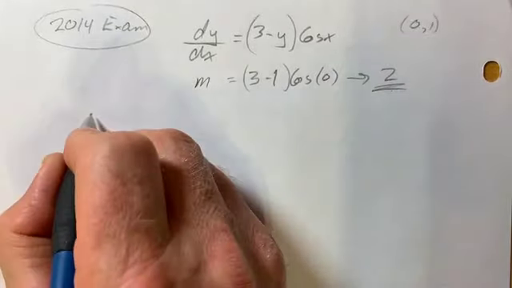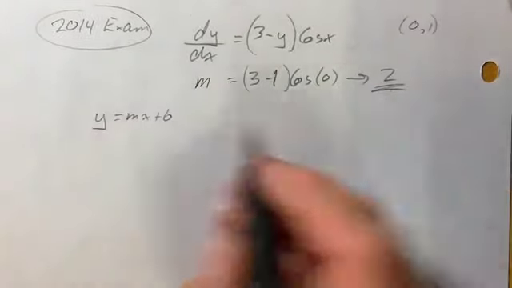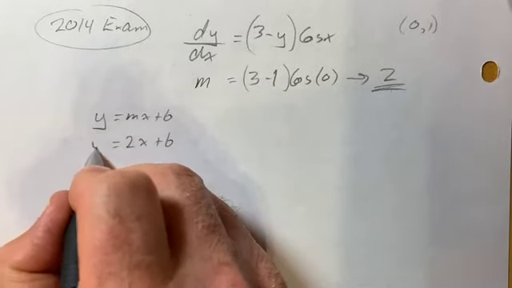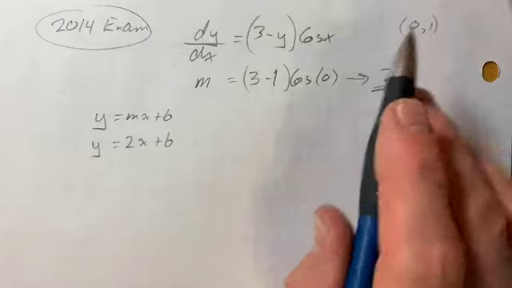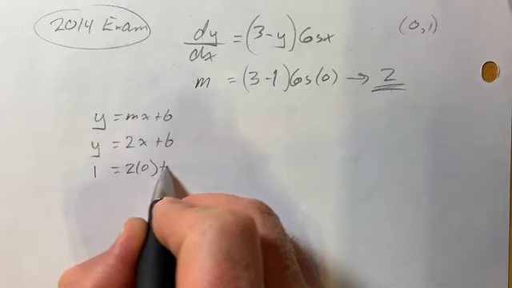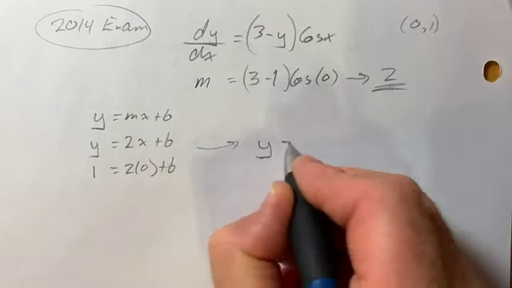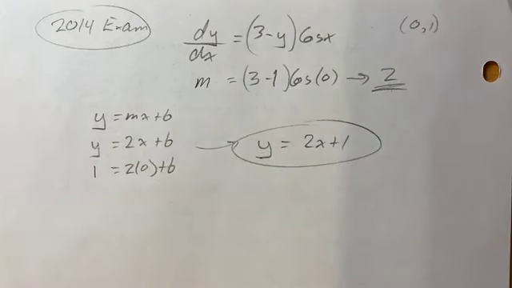There we go. So I could go to y equals mx plus b, because I know the slope is 2. 2x plus b. I don't know what b is, but you know what? If you plug in your x and y values right now, I know that 1 is equal to 2 times 0 plus b. That means b is 1. So here we go. Y is equal to 2x plus 1. There's my equation of the tangent line.